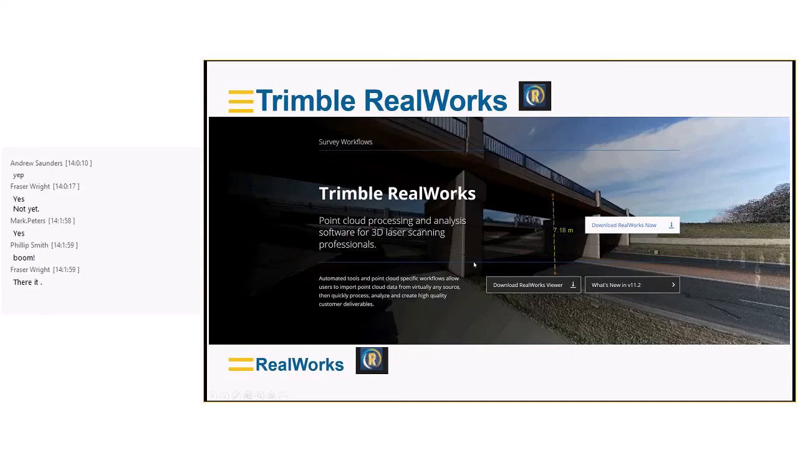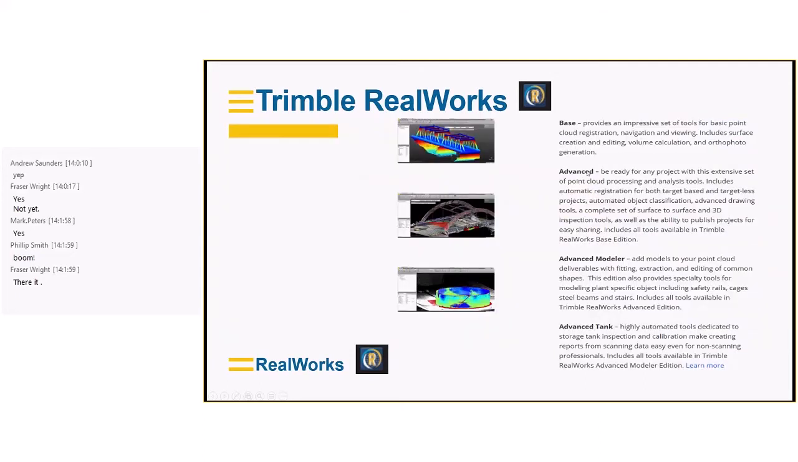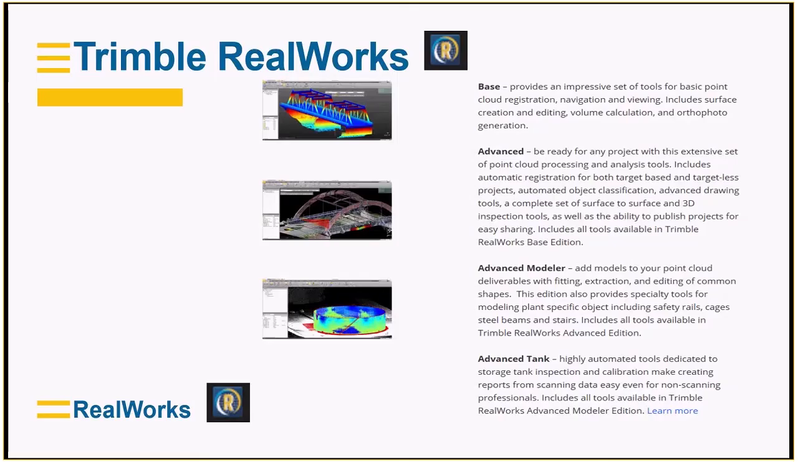We have a few different versions of RealWorks available. We have Trimble RealWorks Viewer, which you can see a download tab here on this screen, which is great for customers to just be able to view data and take a few basic measurements and the like. And then we have our full RealWorks suite, which is RealWorks Base, which provides basic point cloud registration, navigation and viewing, surface creation, volume calculation, and orthophoto generation.